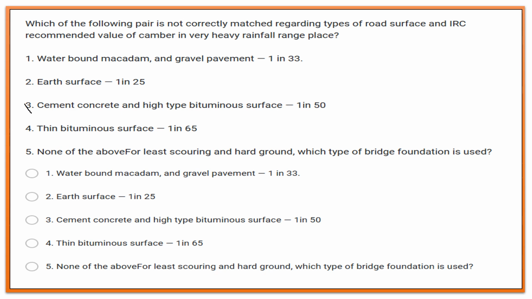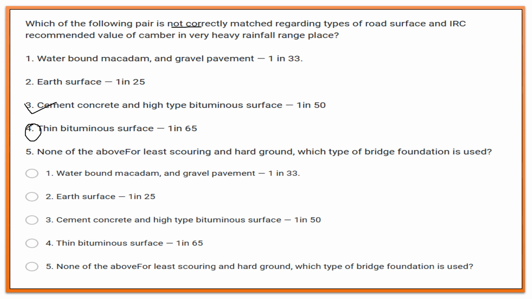So the first is correct. Second is about the thin bituminous surface. For thin bituminous surface, the first range is 1 in 40 and the second is 1 in 50. So for heavy rainfall, 1 in 40 is the correct range. But here 1 in 65 is not correct. In the question they ask about not correctly matched. So option number 4 is not correct here. Then we'll see the remaining options.